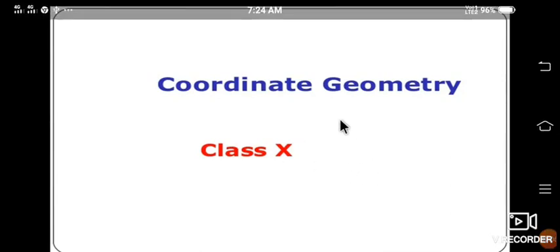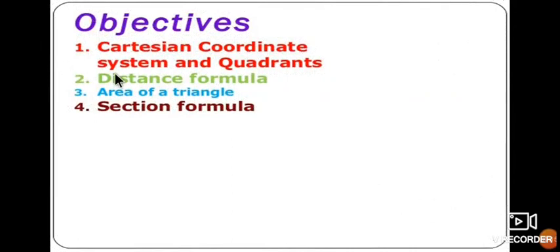Good morning, dear students. In this class, we will discuss coordinate geometry. What is the basic concept of coordinate geometry? First is the Cartesian coordinate system and quadrant. We already know the Cartesian coordinate system from the 8th and 9th class. Second is the distance formula, and third is the area of a triangle and the section formula.